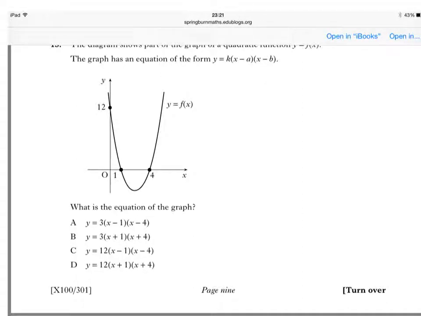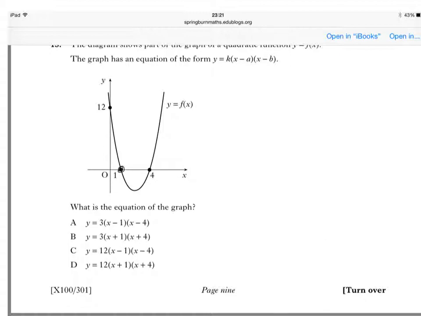Question 1. The diagram shows part of the graph of a quadratic function y equals f of x. The graph has an equation of the form k(x minus a)(x minus b). What's the equation of the graph? This is a functions from graphs question.